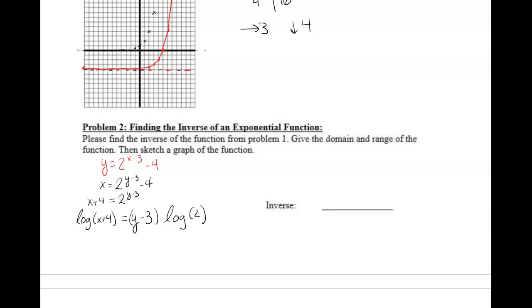Alright, so from here, still trying to solve for y, I need to divide both sides by log of 2. So then I'd get log of x plus 4 divided by log of 2 is equal to y minus 3.